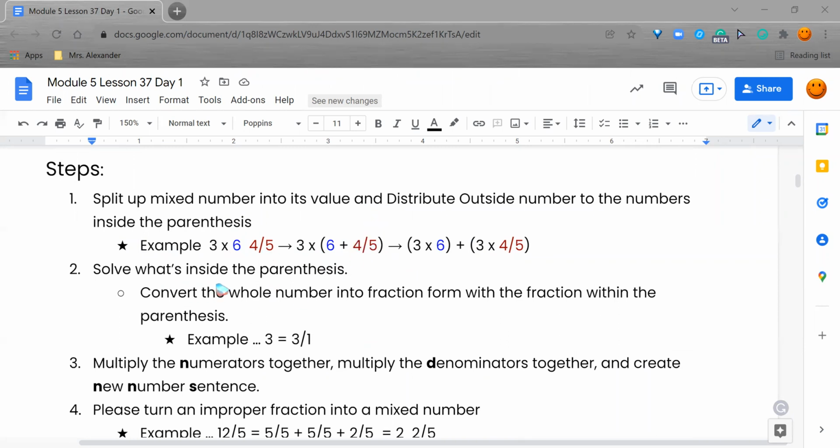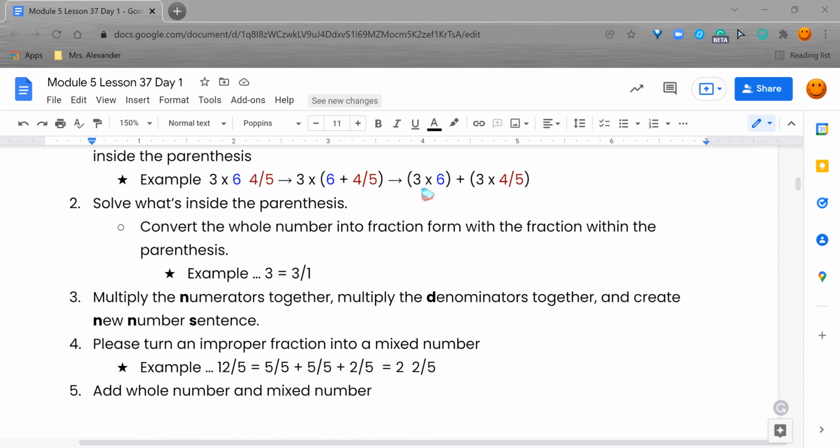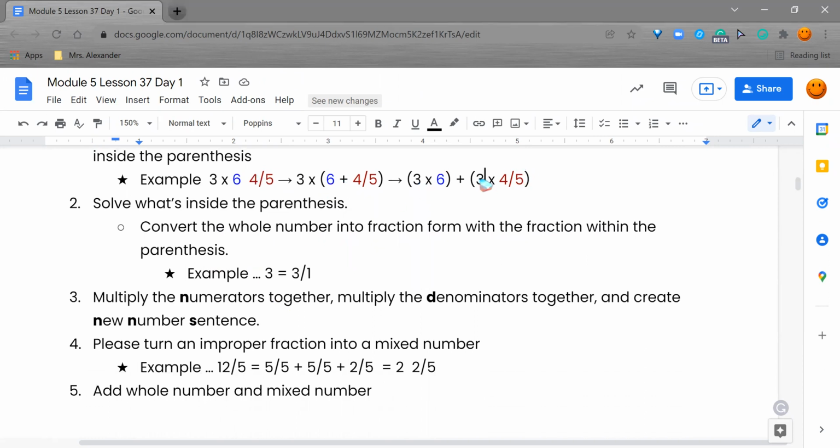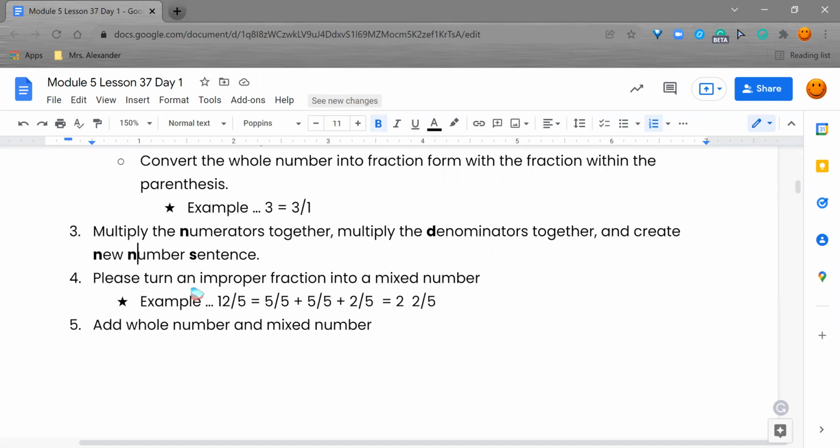Once we do that, we're going to solve what's inside the parentheses. We're going to convert the whole number into fraction form, with the fraction within the parentheses. So we'll complete both parentheses, but right here, this is where we're going to have to change the whole number. Then in step 3, we're blending 3 steps together. We're going to multiply the numerators, multiply the denominators, and then create the new number sentence. And then if we have any improper fractions, turn them into mixed numbers. And then we're going to add the whole number and mixed number together.